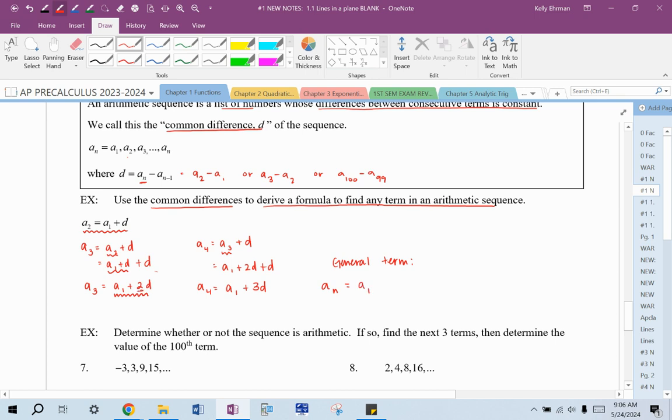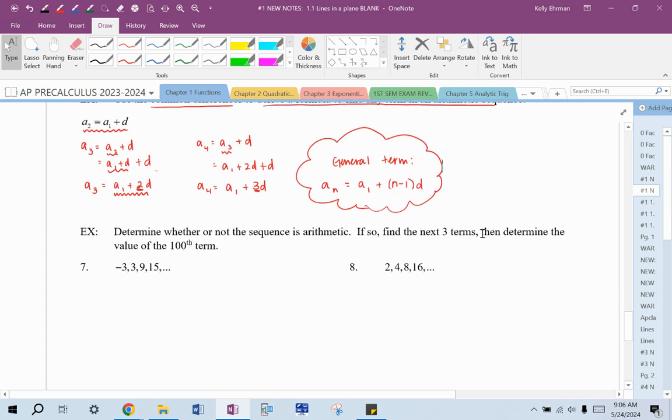And then what is this number that's in front of the D every time? When I was looking for the third term, it was 2. When I was looking for the fourth term, it was 3. When I'm looking for the nth term, it's going to be whatever n minus 1 is. So if I want the 100th term, it's going to be 99 times D plus A1. All right, so this is our general formula. This is something that we will be practicing, studying. I'll remind you of this again as we review for the AP test at the end of the year. But it's a nice little formula, so let's check this out.